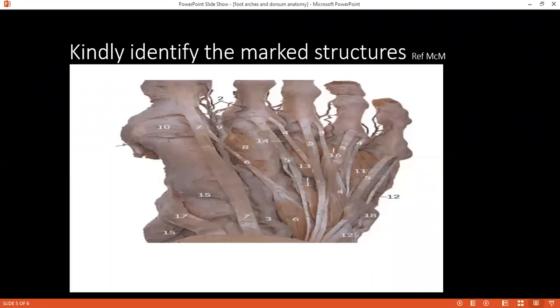All right, can you please tell me how the dorsal venous arch is formed? Can you identify it here in the image? Dorsal venous arch. No.